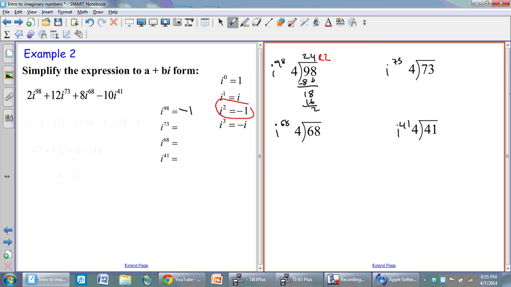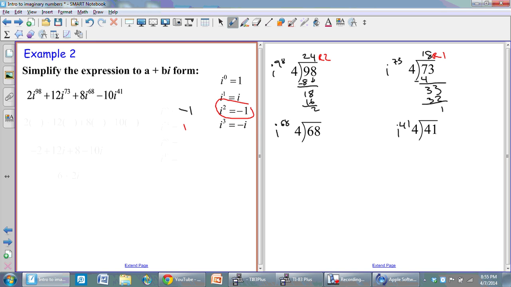So now for 73. For i to the 73, 4 times 1 is 4. 7 minus 4 is 3. Bring down the 3. 4 times 8. So I'm going to get a remainder of 1 here. Here the remainder is 1. So I'm going to use i to the 1 as my guide. So that's going to be i.